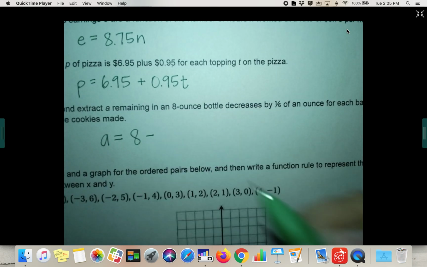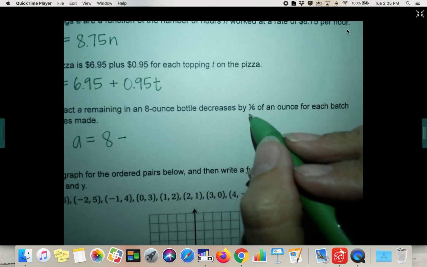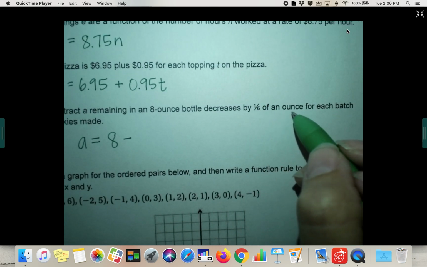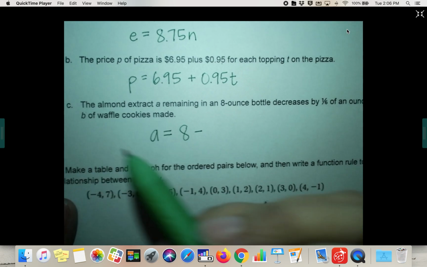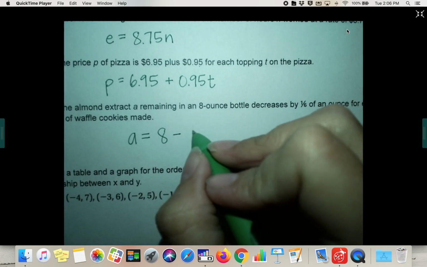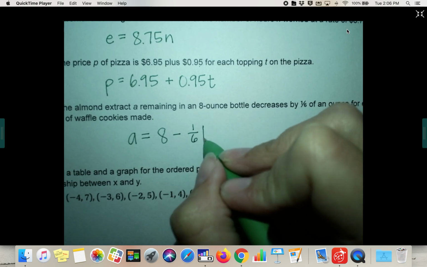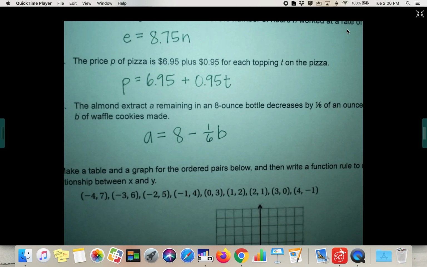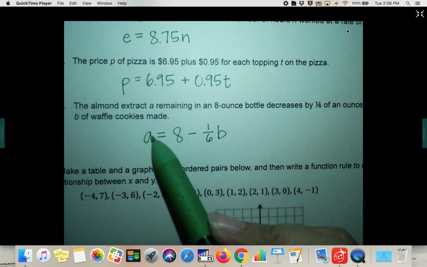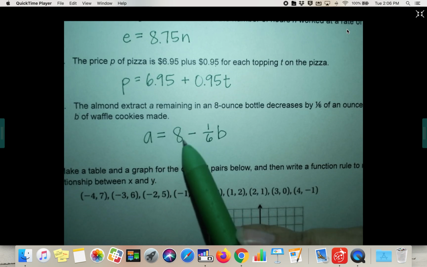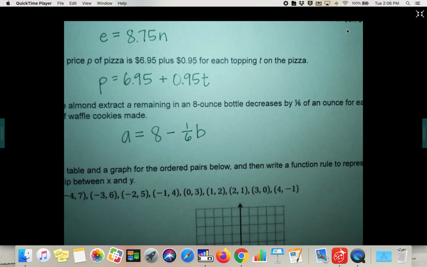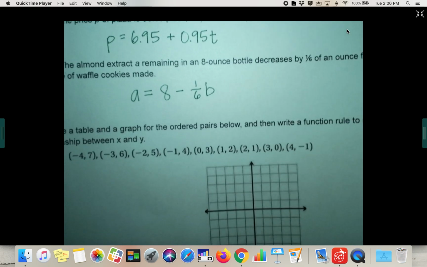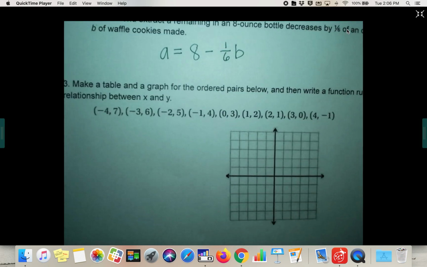Decreases, that means subtract. How much does it decrease? 1/6 of an ounce for each batch. They want you to use B for batch. So it decreases by 1/6 per B batch of waffle cookies made. So the almond extract remaining started at 8. It's decreased by 1/6 per batch. All right, and then the last one is, I think it's the last one, yeah.